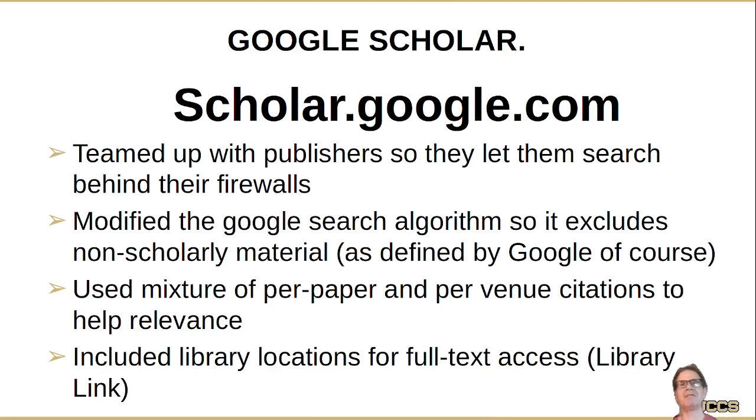They have a modified search algorithm, so it excludes some non-scholarly material, as defined by Google. This is the other thing that makes it effective. If you're looking for, say, references on sustainability or references on education, because that's the kind of material you're looking for in your technical writing, you'll find more scholarly material. Things that, when you cite them, will have a lot more credibility than just some random blog post from somebody. It has a mixture of per-paper and per-venue citations to help with reference.